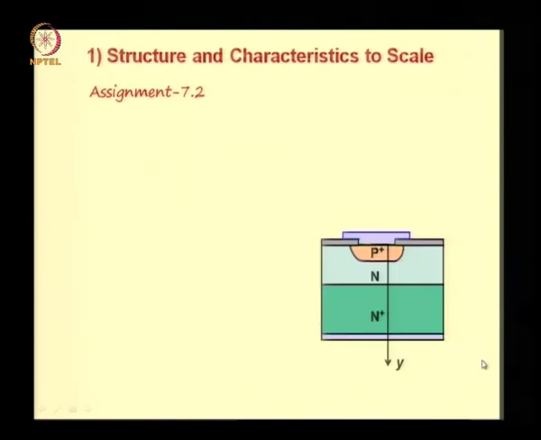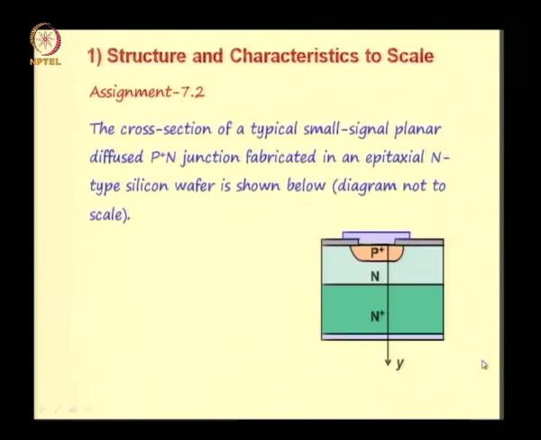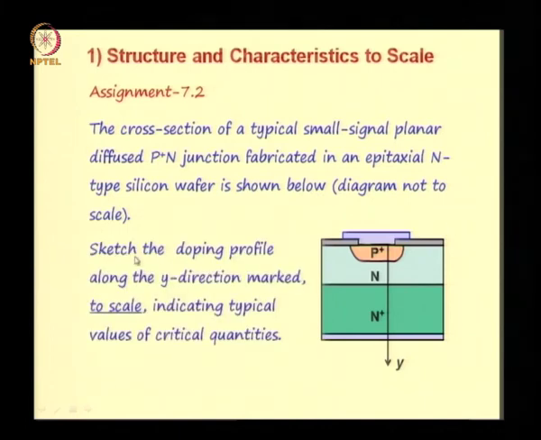An assignment related to doping profile. The cross section of a typical small signal planar diffused P plus N junction fabricated in an epitaxial N-type silicon wafer is shown below. The diagram is not to scale here. Sketch the doping profile along the y direction marked to scale, indicating typical values of critical quantities.